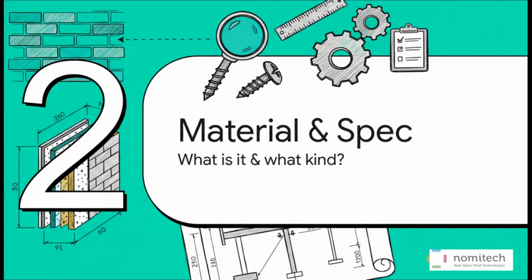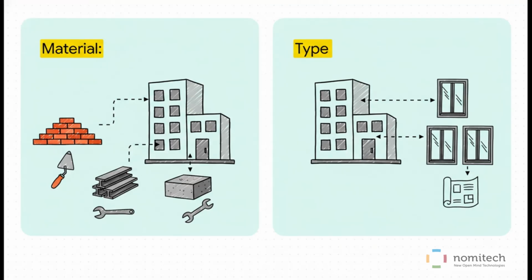All right, so we've nailed down what an element is. Now let's get into the nitty-gritty. What's it physically made of, and what kind of thing is it? This is where your material and your specification fields come into play. And this is such a critical distinction. The material field is your foundation for cost coding and splitting up your quantities by trade. All the concrete goes to the concrete trade, all the steel to the steel trade. Simple. The type field, on the other hand, groups things by a shared design, like wall type A or door type D2.